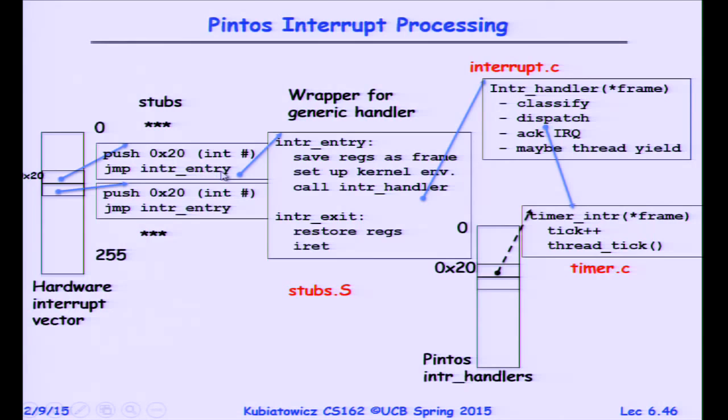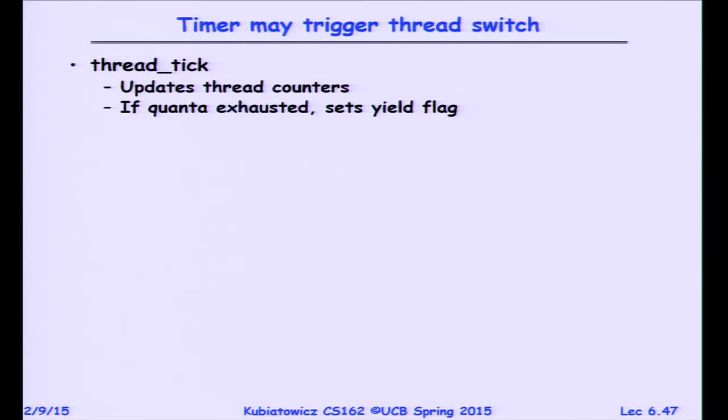It goes to the entry code, does the wrapper that calls interrupt.c, which looks up the interrupt handler and starts running the interrupt. By the way, you can read this code. I'm not going to expect you to catch all of these pieces, but this is all the little pieces that we talked about, in real code instead of my little cartoony figures. And so the timer may actually trigger the thread switch.